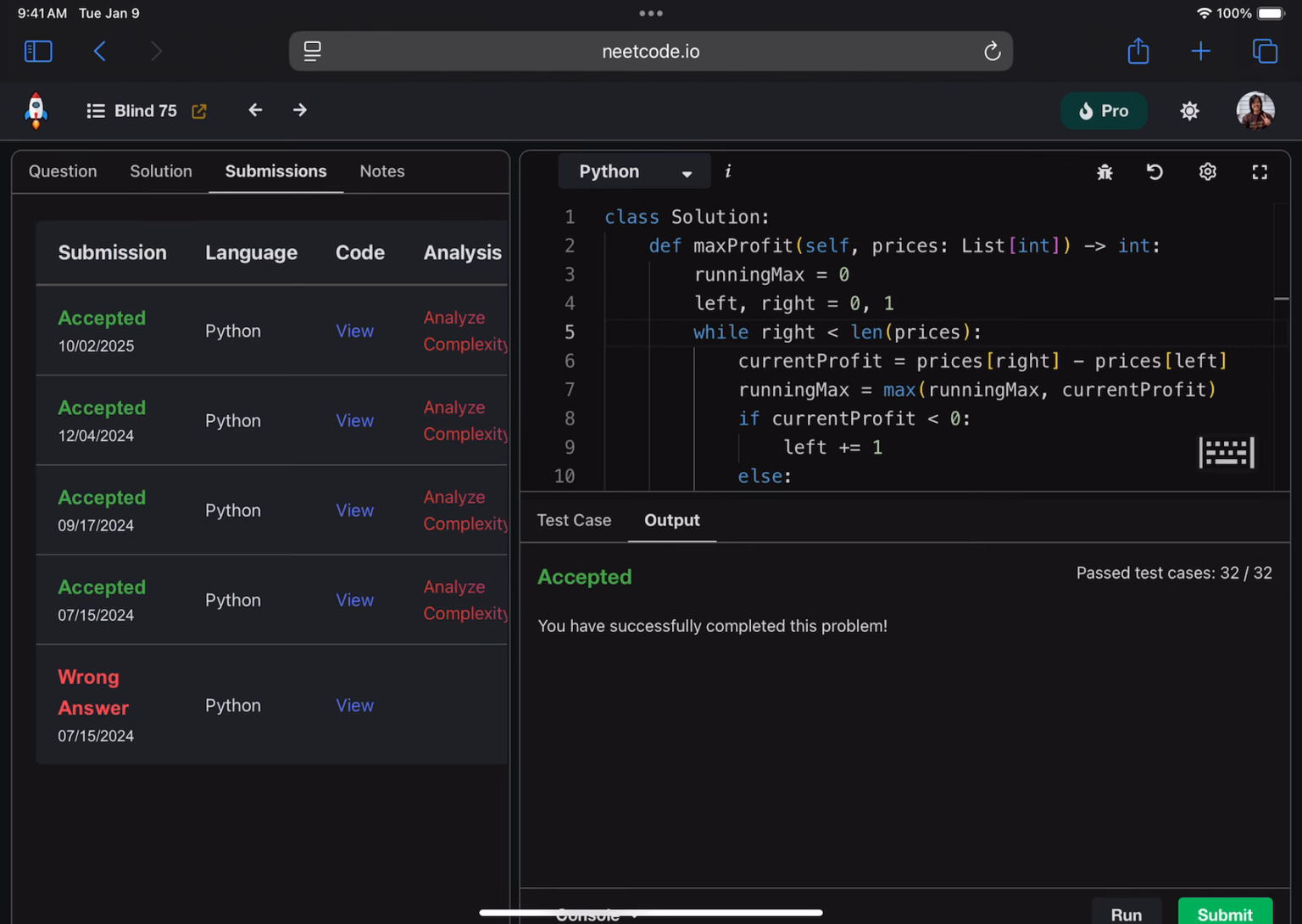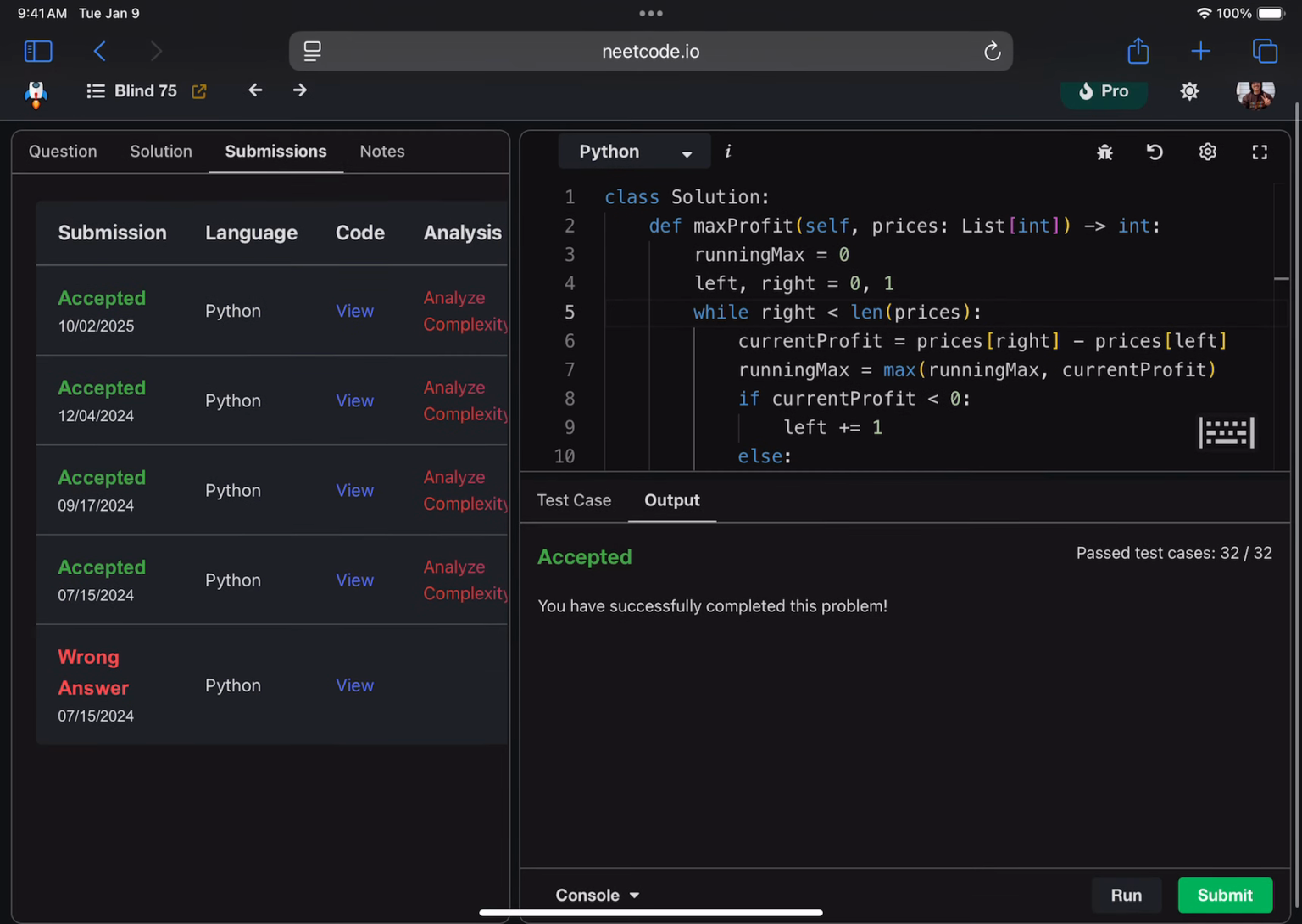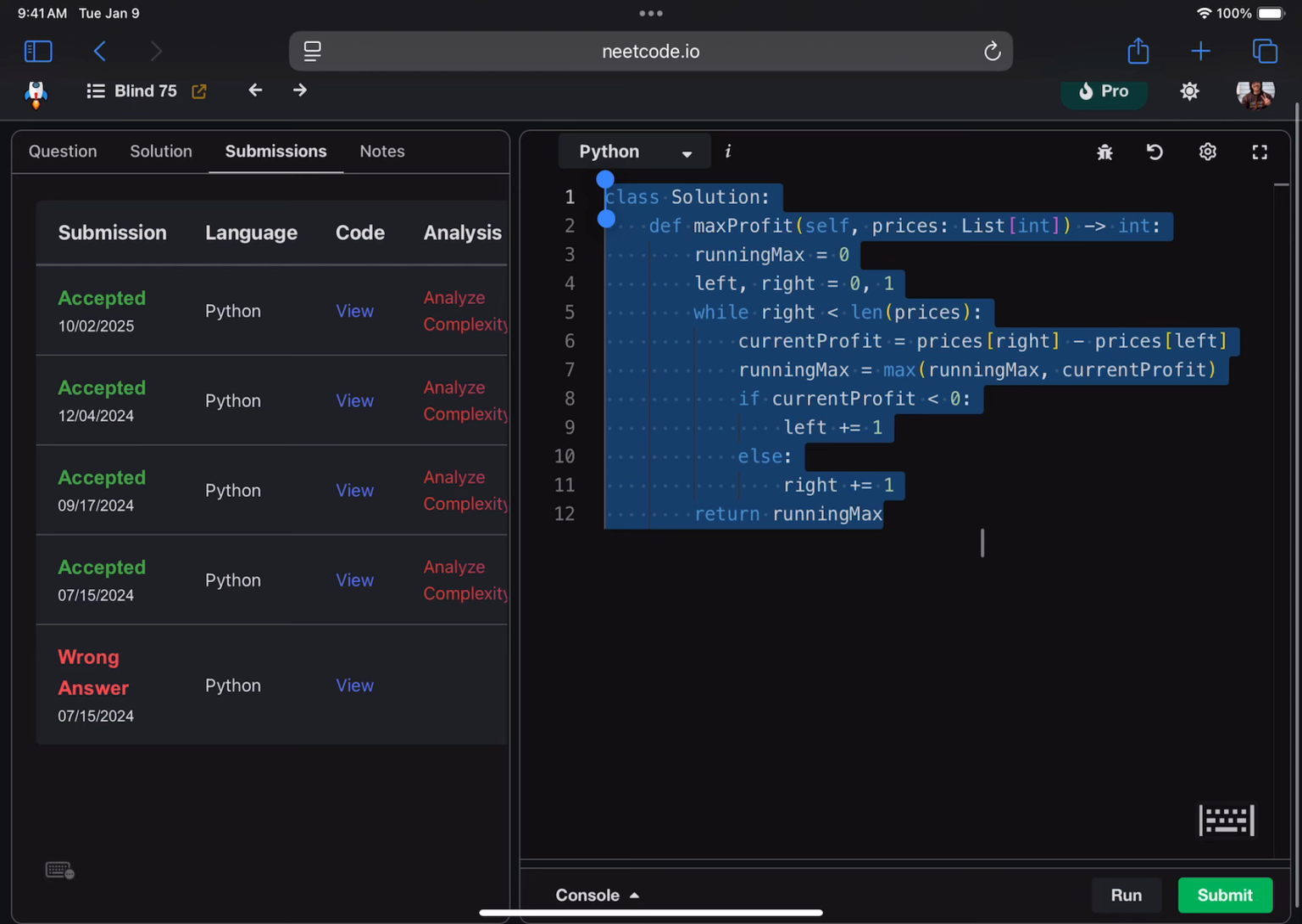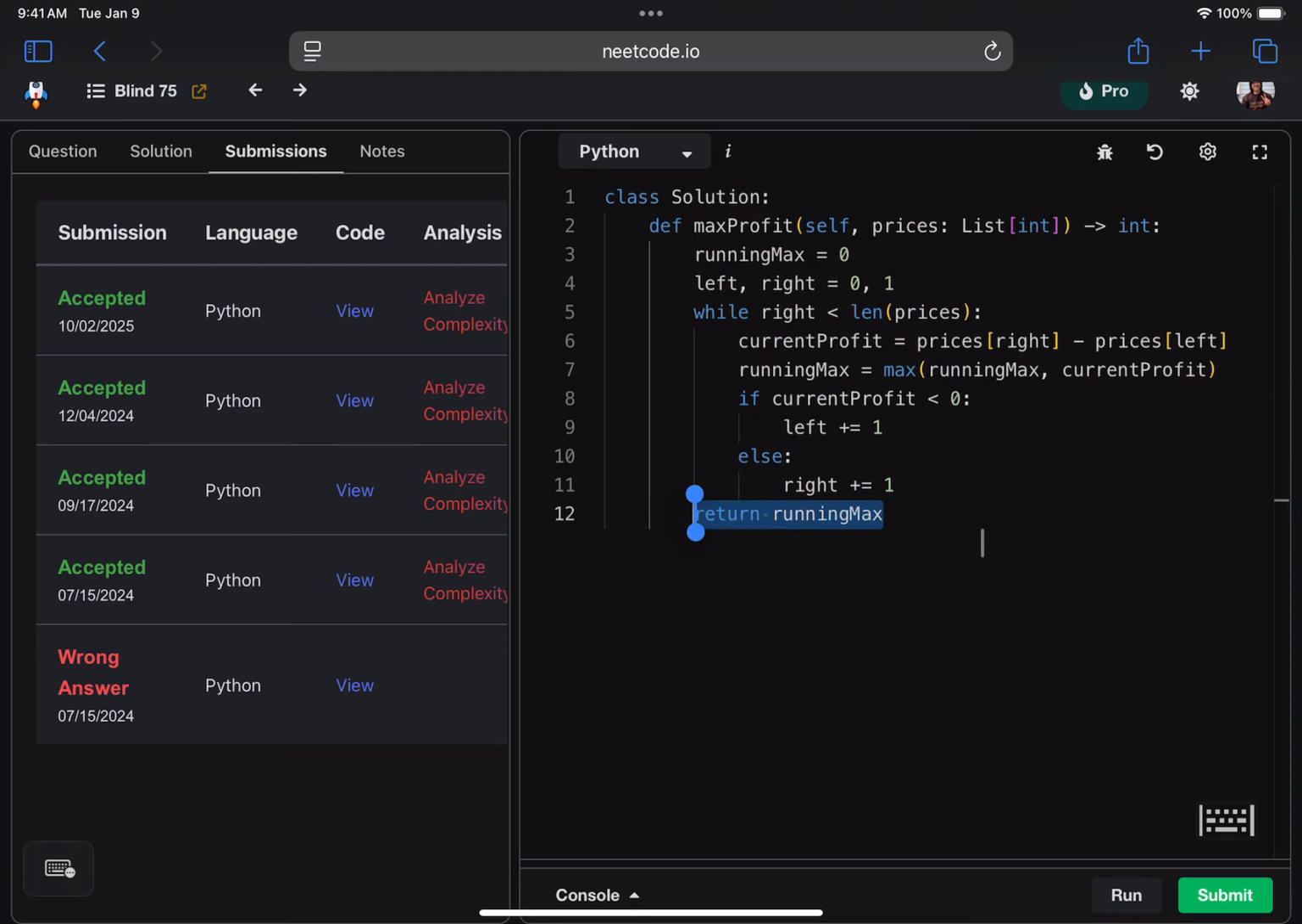Show the last line. Oh, the last line is just the return statement, which is returning this thing that we've been tracking as we go, right? So again, that starts at 0. If we only saw negatives, then it never gets beaten. We just return 0. And if we found something greater than 0, it gets replaced, and that's the number that we return at the end.